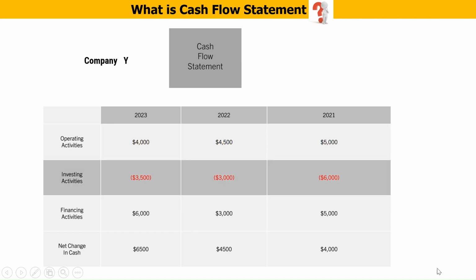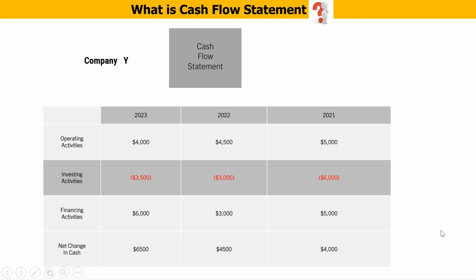So when we move down to the next line and look at the investing activities, you can see that the investing activities are also slowly decreasing. From 2022 to 2023 it went up by $500, but generally speaking it went from $6,000 to $3,000 to $3,500. And the reason those investing activities are going down is because the operating activities are going down. They can't continue to invest at the same level that they were investing before when they don't have the funds to do it.